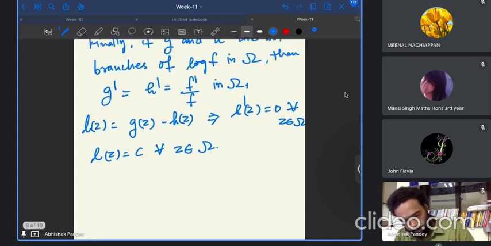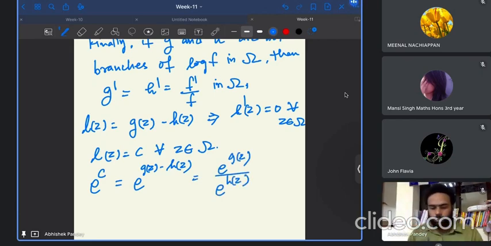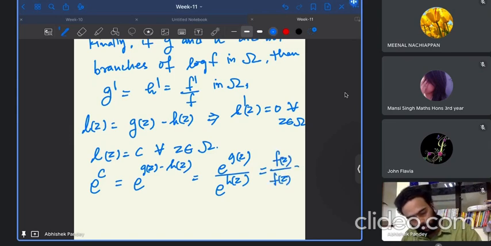So now if you consider this function e to the power c, it is nothing but e to the power L of z, which is e to the power g(z) minus h(z), which is nothing but e to the power g(z) upon e to the power h(z). Now both g and h are logarithm of f, so it is f(z) by f(z), which is nothing but 1. e to the power c is always 1, which means c is 0. So it means that g(z) is equal to h(z).